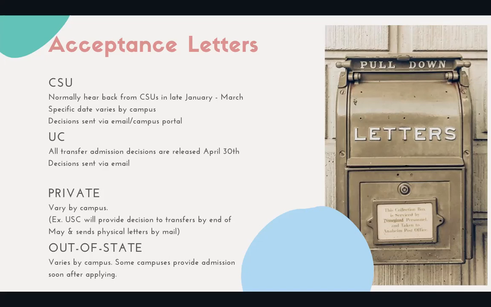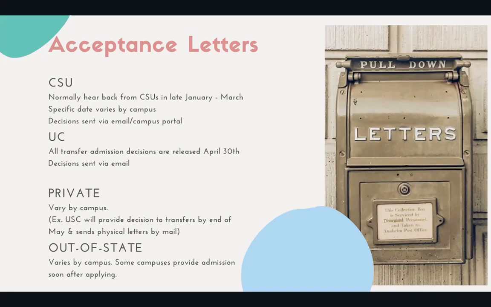Same thing with UCs. They do email and they will notify you via portal. So if I applied to Berkeley, UCLA, UC Irvine, I should have made portals for all those campuses, and they will let me know in that portal updates regarding my admission and send email as well.